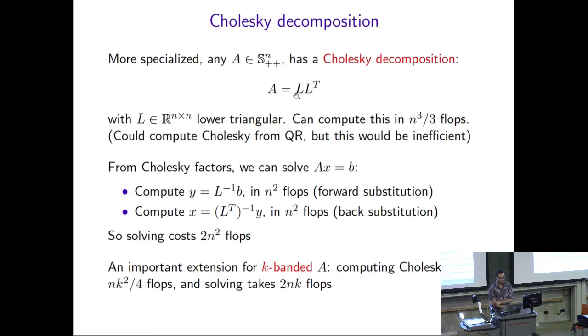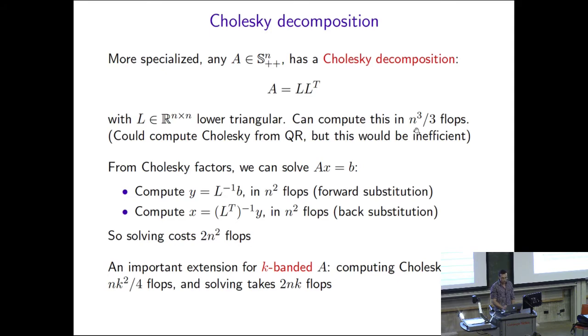I can write it as L times L transpose, where L is lower triangular. So L transpose will look like this, upper triangular. So I can write it as a product of two such matrices. And you can compute this in on the order of n cubed flops. In terms of exact flop counts, it's a bit cheaper than a QR decomposition. It's n cubed over 3.